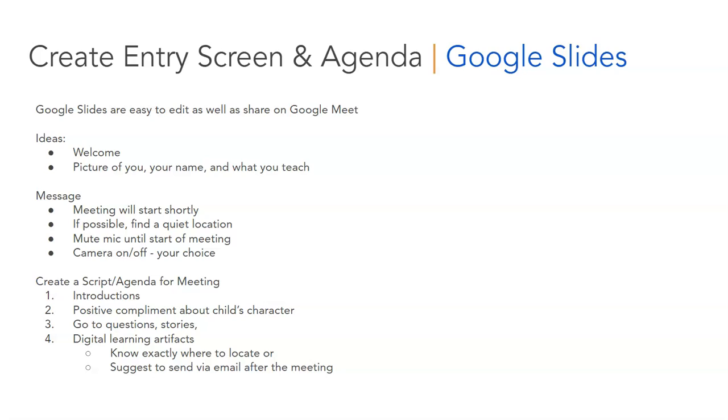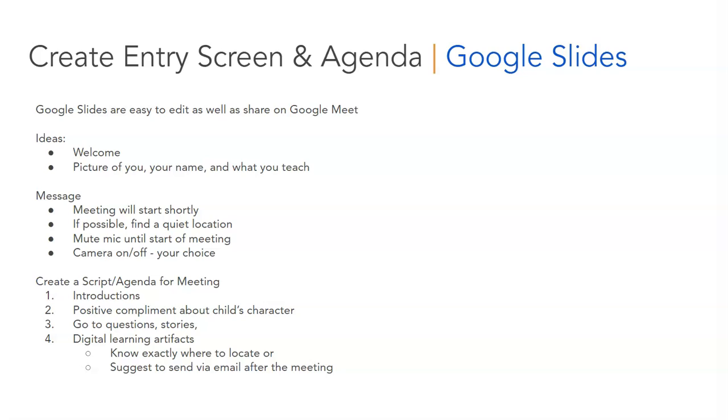Finally, don't forget to have a script or an agenda for the meeting. Have some things on paper next to you. Or if you're lucky enough to have two computer screens, you could have some virtual notes on one screen and your meeting on the other. If you have that uncomfortable silence and the parents aren't really in the conversational mood, what are some things that you can prompt them with information that you do want to pull from them about their child?